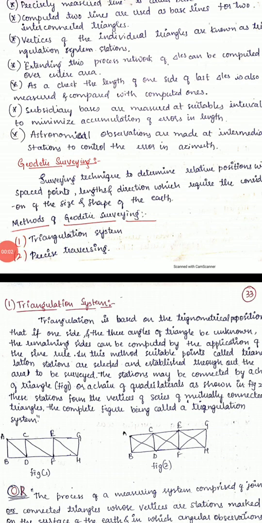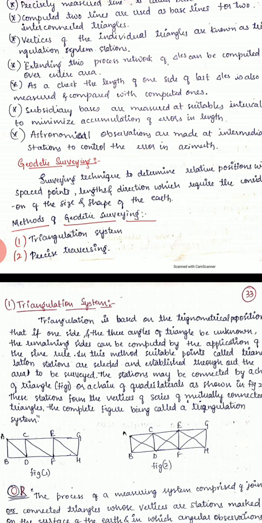Good morning to all. The last topic in the second module, geodetic surveying, is what we have to study, and in this only the triangulation system. First we have to see the geodetic definition: surveying techniques to determine the relative position of widely spaced points, lengths and directions, which require consideration of the size and shape of the earth.